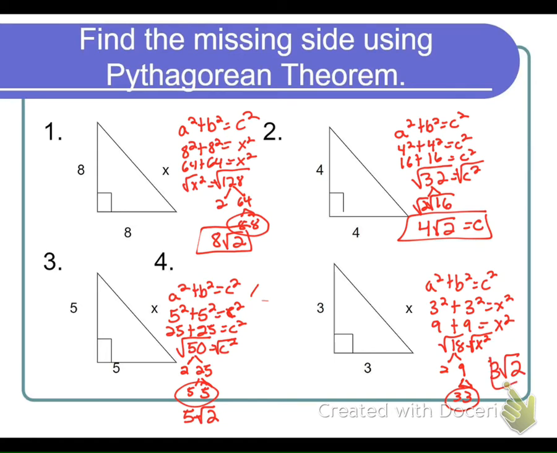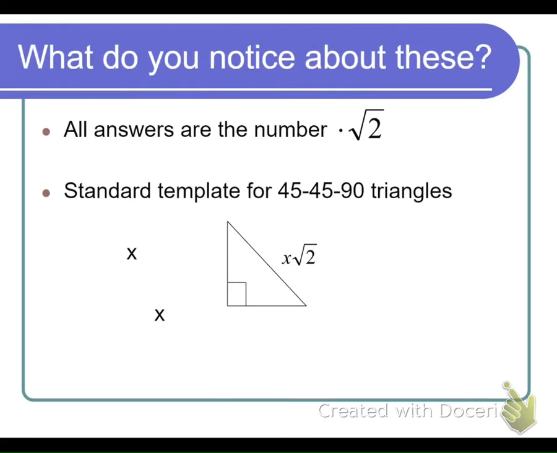I want you guys to take a second and look at these answers. What do you notice? Square root of 2. So you notice here we have 8, 8, and 8 root 2. You have 5, 5, 5 root 2. You have 4, 4, 4 root 2. You have 3, 3, 3 root 2. Which brings us to?